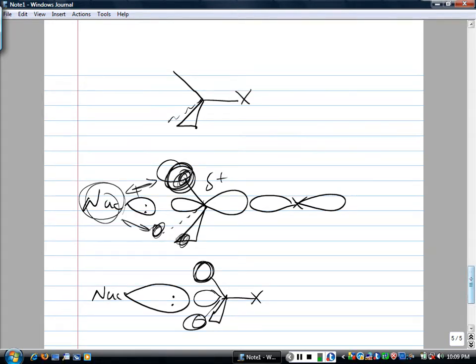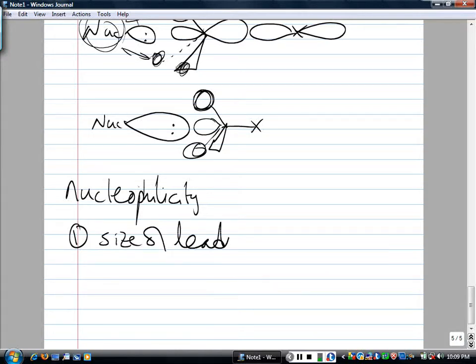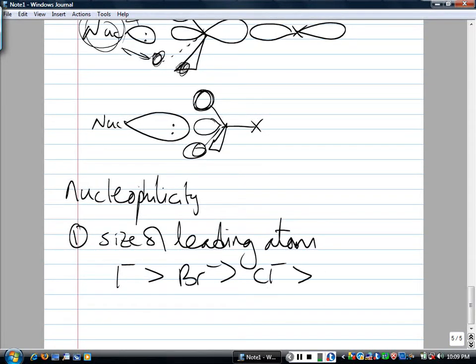So what we really want to look at then is what's called nucleophilicity. We want to look at the factors that affect nucleophilicity, in other words, the nucleophilic character of a species. And those factors are: one, the size of the leading atom. And what do I mean by leading atom? The leading atom is the atom that leads the charge, that actually delivers the electron pair to the electrophile. The bigger that is, the more nucleophilic. So in other words, iodide is more nucleophilic than bromide, more nucleophilic than chloride, more nucleophilic than fluoride.